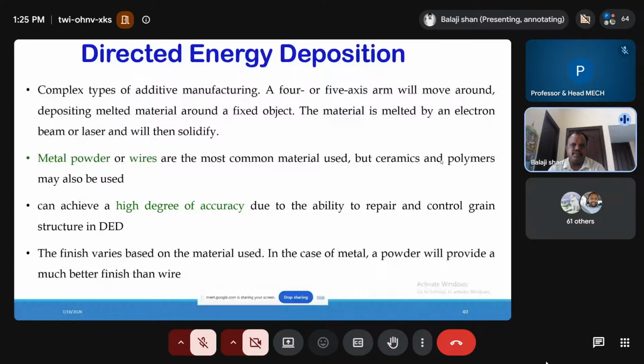For direct energy deposition, metal powders or wires are the most common materials used, but ceramics and polymer powders may also be used. It can achieve a high degree of accuracy due to the ability to repair and control grain structures in the direct energy deposition process. The finish varies based on the material used. In the case of metal, powder will provide a better finish than wire.